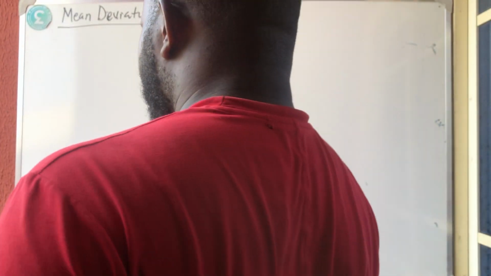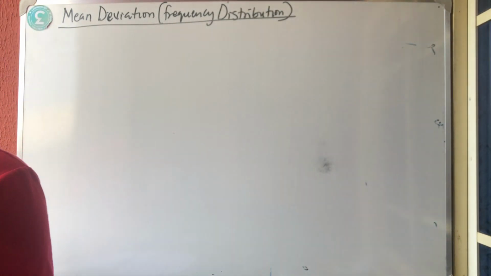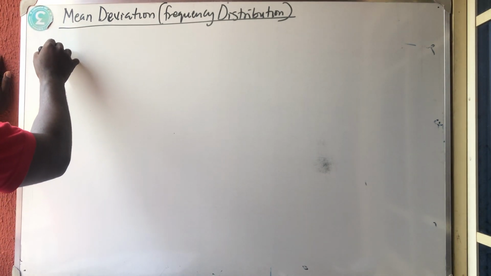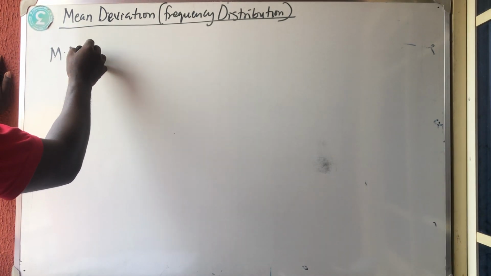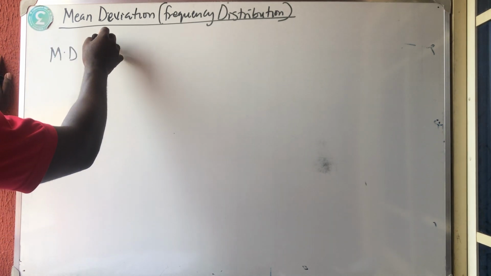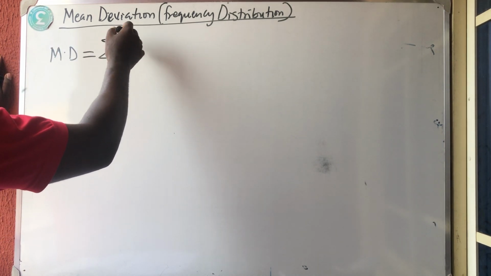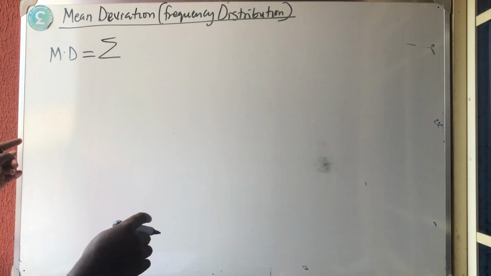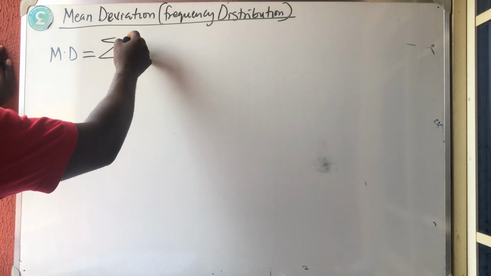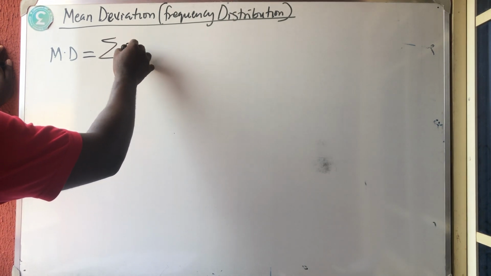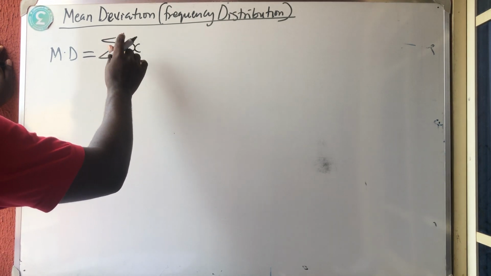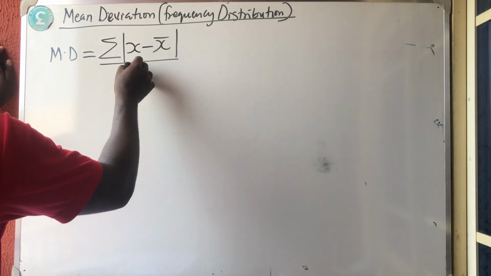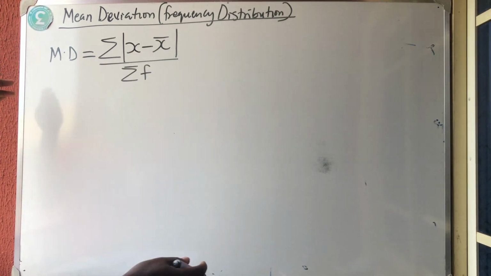Mean deviation of a frequency distribution table is very, very simple. You still know the formula for mean deviation. Mean deviation is simply the summation of what? Don't forget that each of them must minus the mean. That's all you need to remember. Each of them must minus the mean, so it will be each of them in absolute value. Don't forget it must be positive. Each of them minus the mean, then divided by summation f. As simple as that.